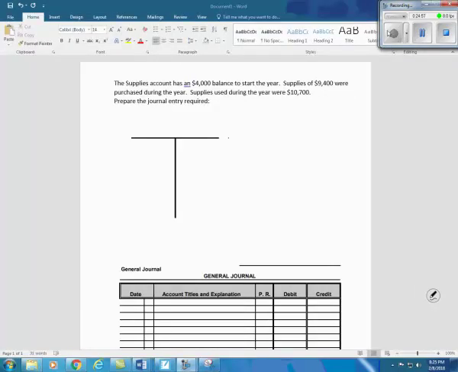Okay, so we have one more example with supplies, and this is actually the easiest one, which is why I saved it for last.